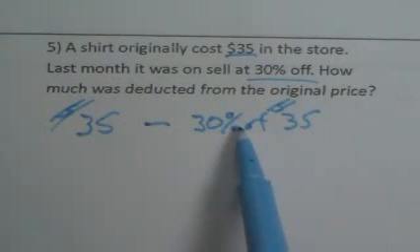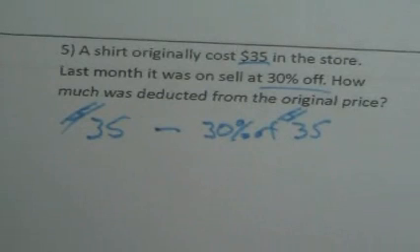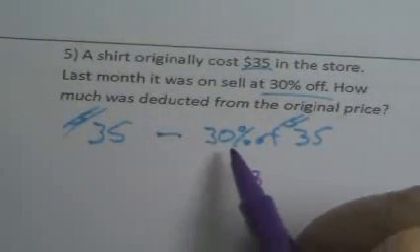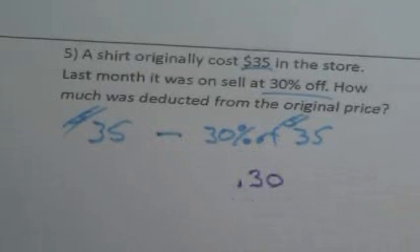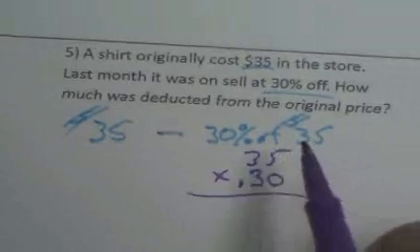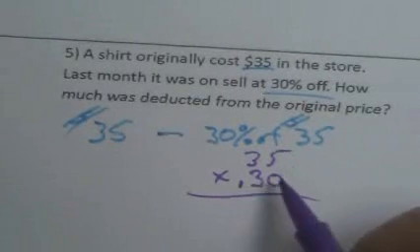Well, how do we find 30% of 35? All we have to do is, the shortcut way, or the easy way, is just take 30% as 0.30 times 35. Okay, so 0.30 times 35. So I'll multiply that out.